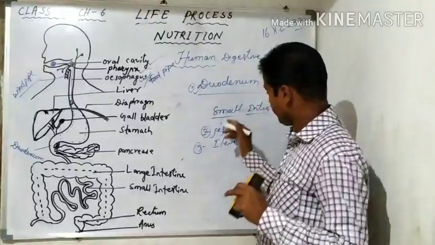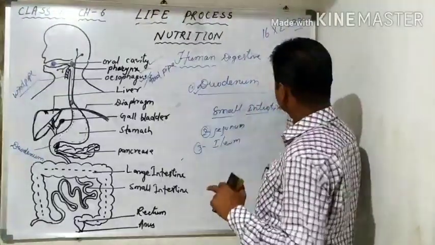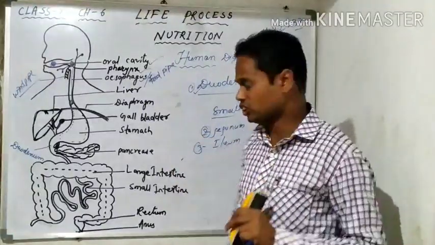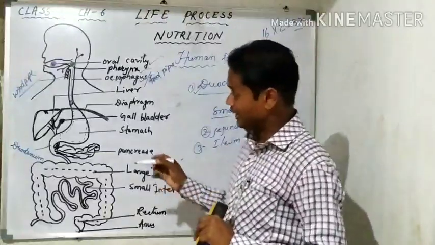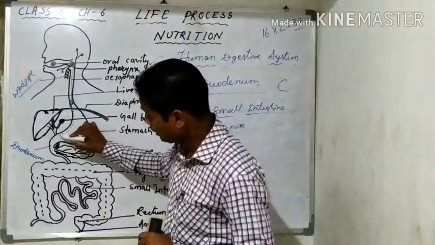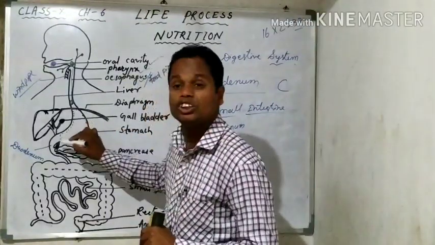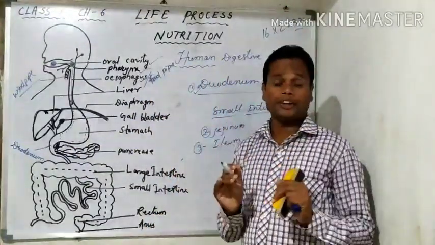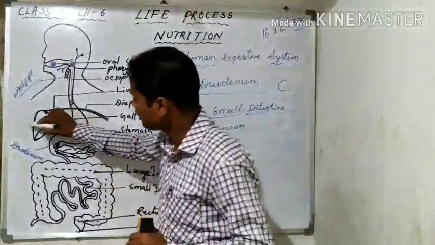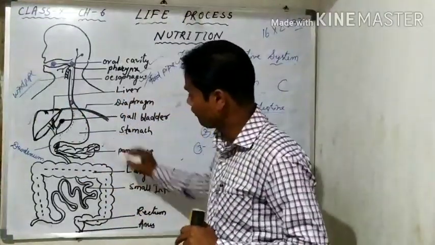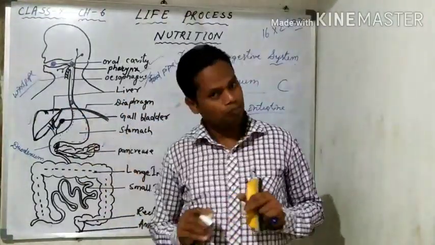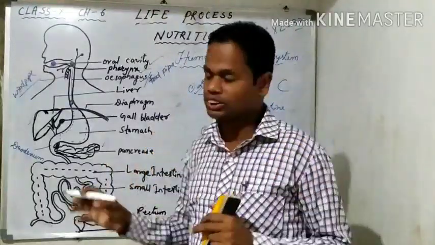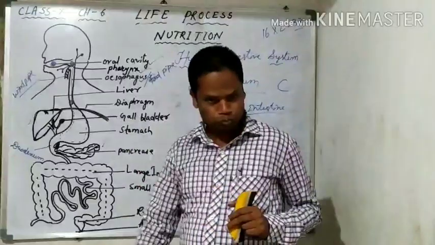This duodenum is a C-shaped structure, starting from the pyloric sphincter. It is small in structure, but vital glands like the liver and pancreas open into the duodenum. While studying the digestive glands, we will discuss those glands.